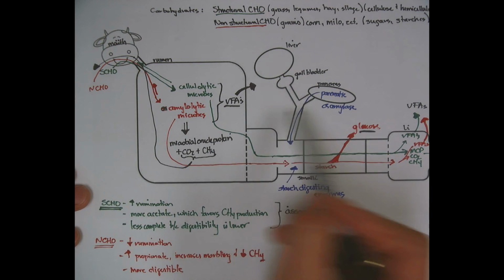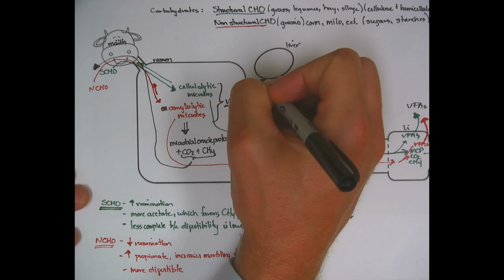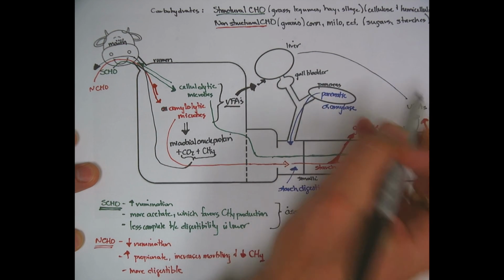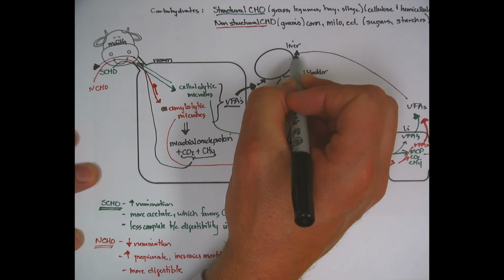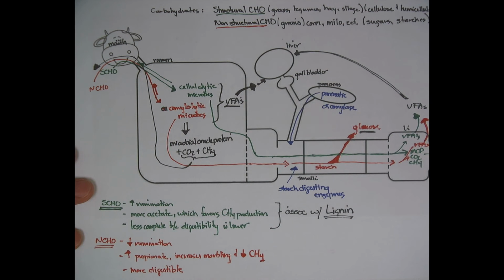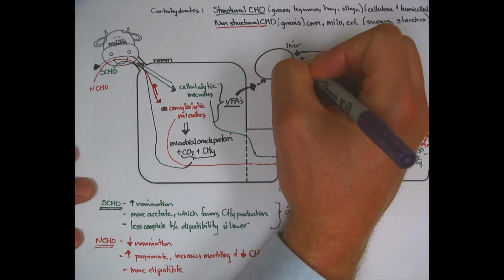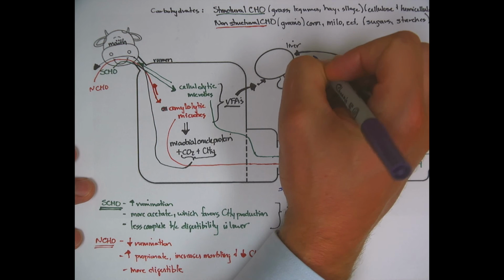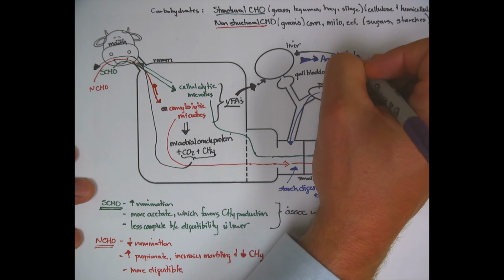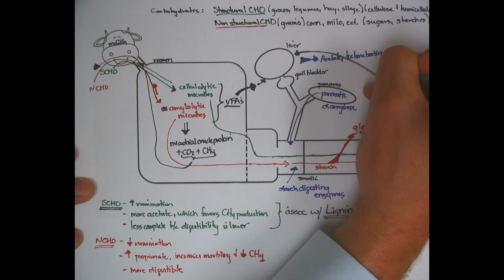The VFAs go to the liver, and so we'll draw that real quick, even though we drew it last time. What the liver is going to release is acetate, ketone bodies, and glucose, and that's all from the VFAs.